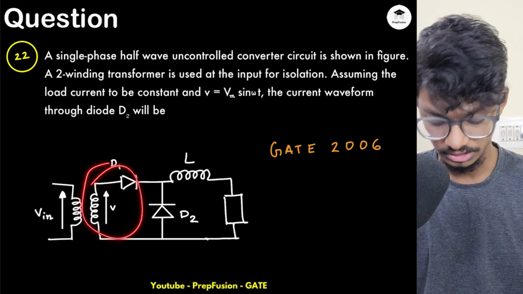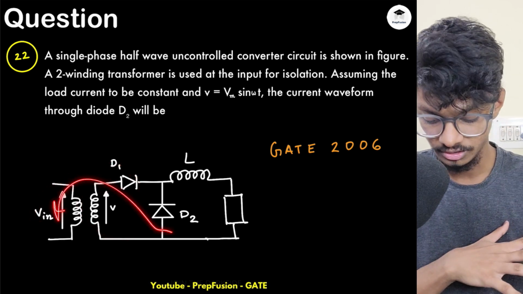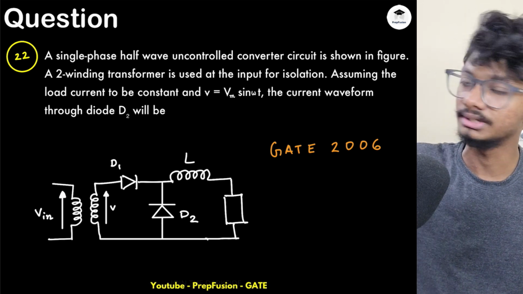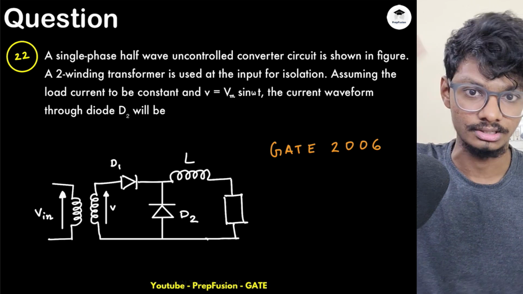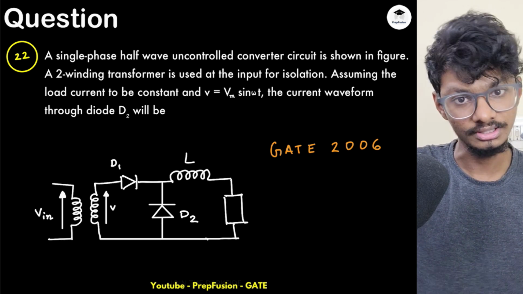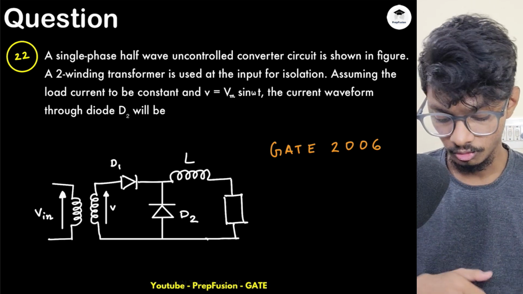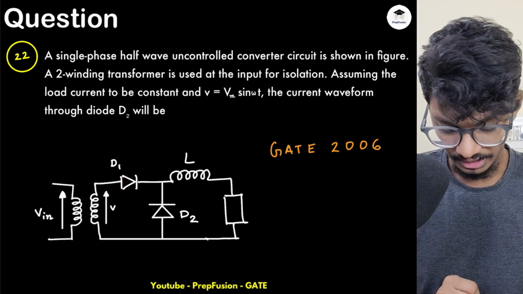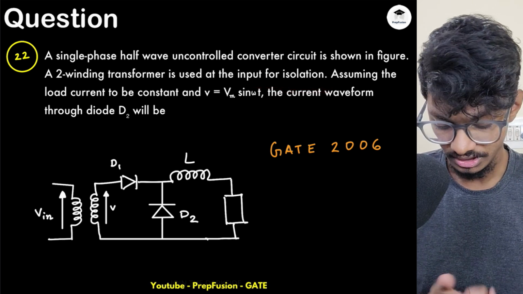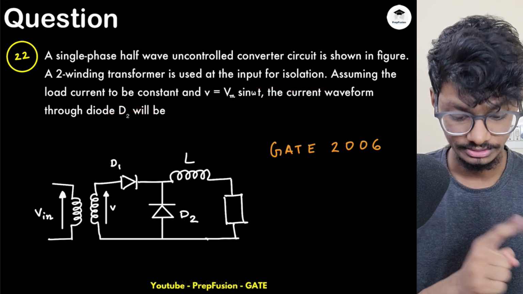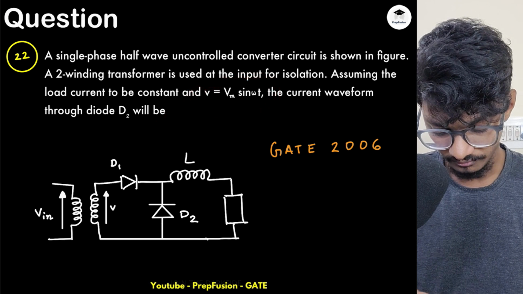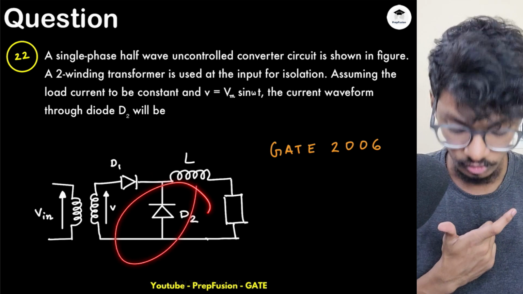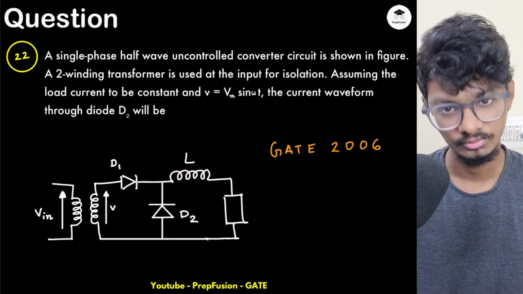And if some fault happens in the load end, that shouldn't affect my supply end. This is used in grid transmission lines, grid power systems, which we will learn in the power systems subject. Don't worry about that. But here two diodes D1 and D2 are given. Assuming the load current to be constant, and the voltage is Vm sin omega t, the current waveform through the diode D2 will be? So this is a freewheeling diode, and they are asking for the current waveform through it.